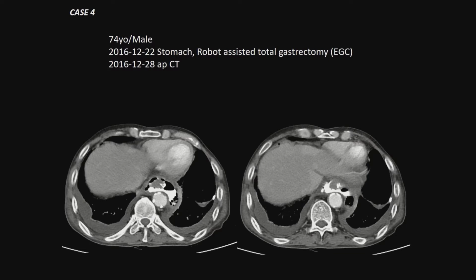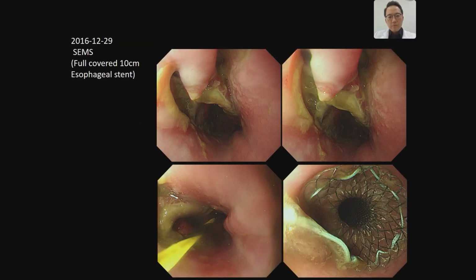Another case is a 74 years old male, and he underwent total gastrectomy due to oligogastric cancer. And you can see that after surgery, there's some leakage here around the anastomosis site. Endoscopy showed a big defect around the anastomosis site, so I inserted a full cover stent.